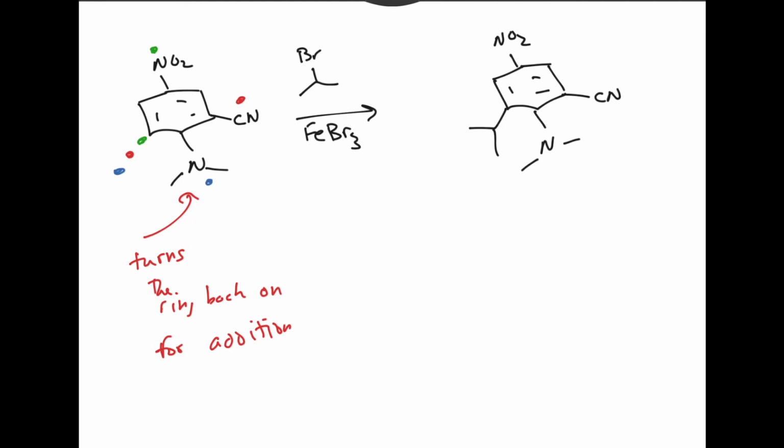Seem reasonable? So two strong electron withdrawing groups, no reaction. But if you start putting electron donating groups back onto the ring, we'll start doing additions again. Cool, cool.